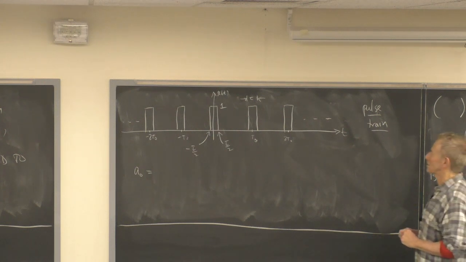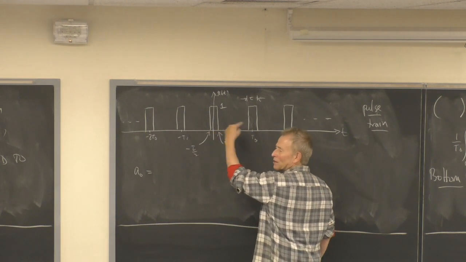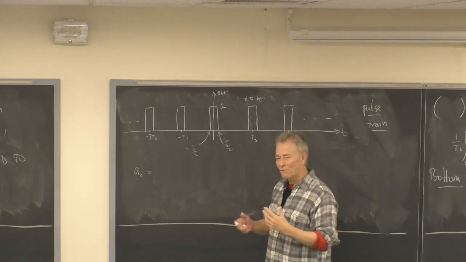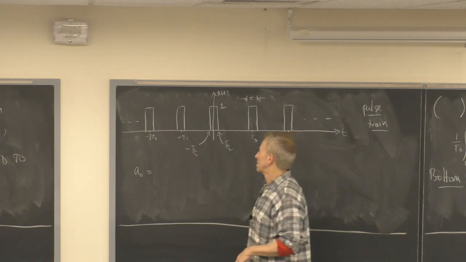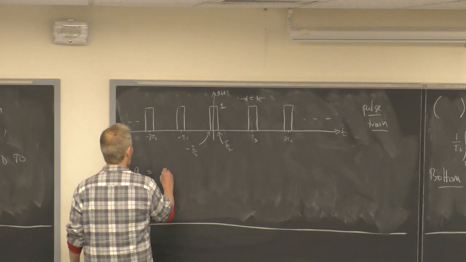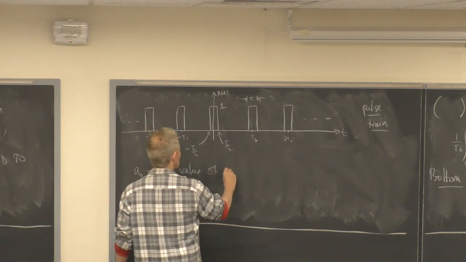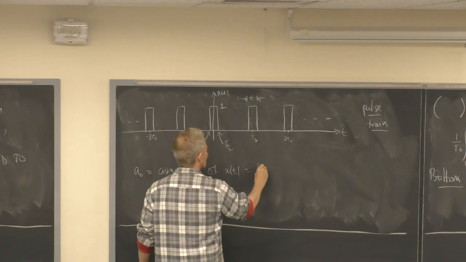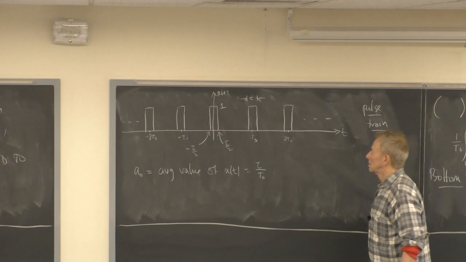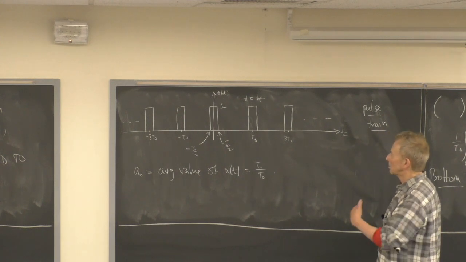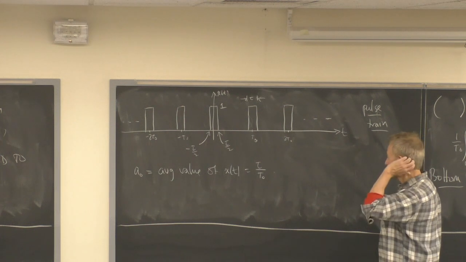It's tau over T0. The smaller tau is, the smaller the average value of this thing is, because it's only 1 for tau every period, right? So A0 is just the average value or DC value of x of t, and that's equal to tau over T0. And you can do the integral. You can formally calculate that just by integrating 0 to T0.